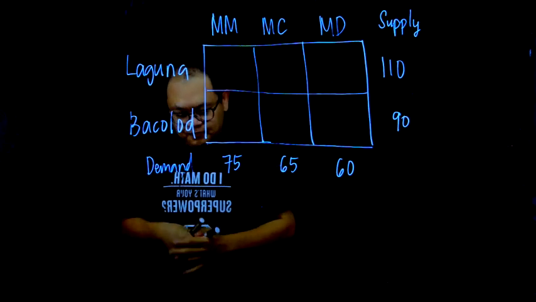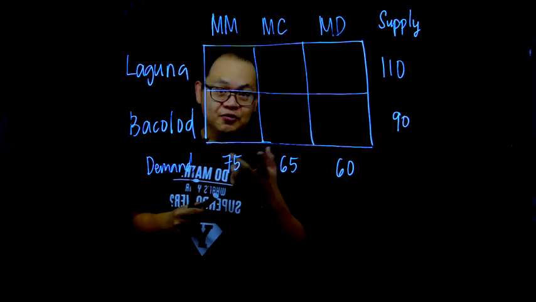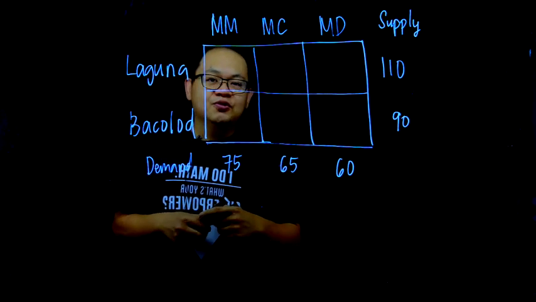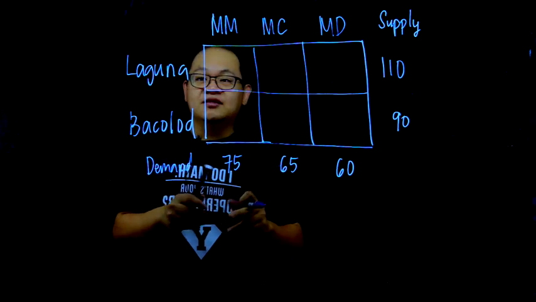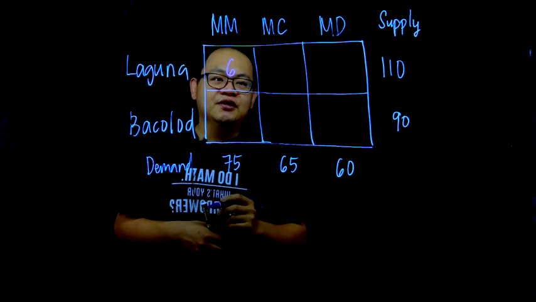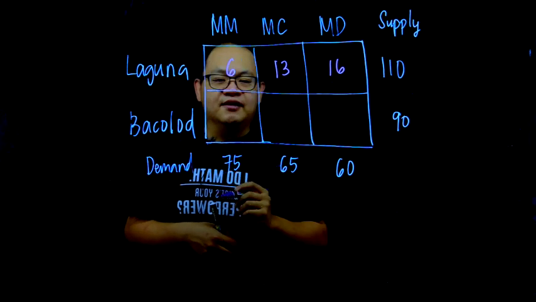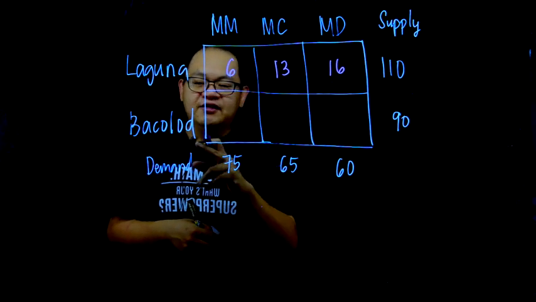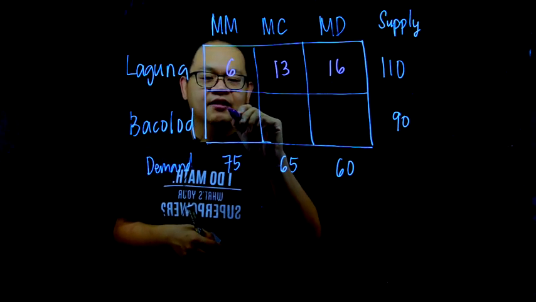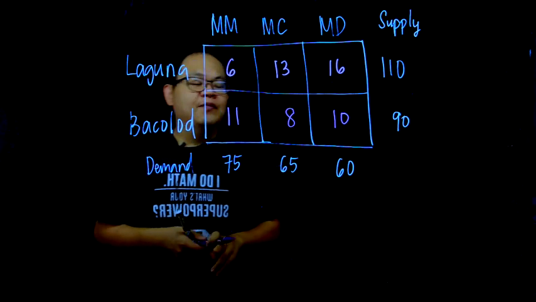Now, let's say when you deliver your Coke products from Laguna to Metro Manila, the cost to transport these Coke products per unit of Coke is, let's say, 6 pesos. And just to fill up the table, let's say this is 13, and let's say this is 16. And if you're sending Coca-Cola products from Bacolod to Metro Manila, let's say this is 11, this is 8, and this is 10.